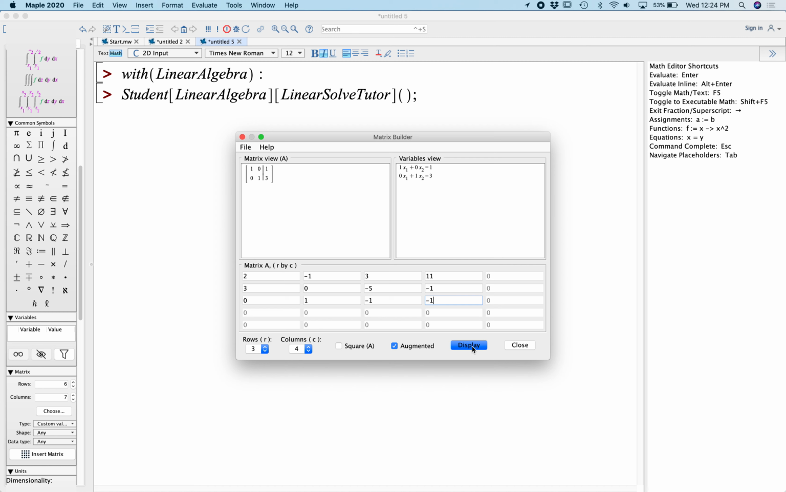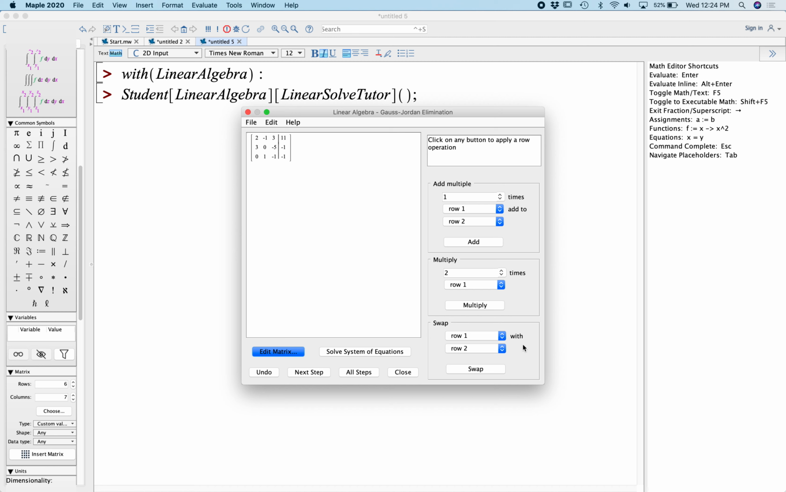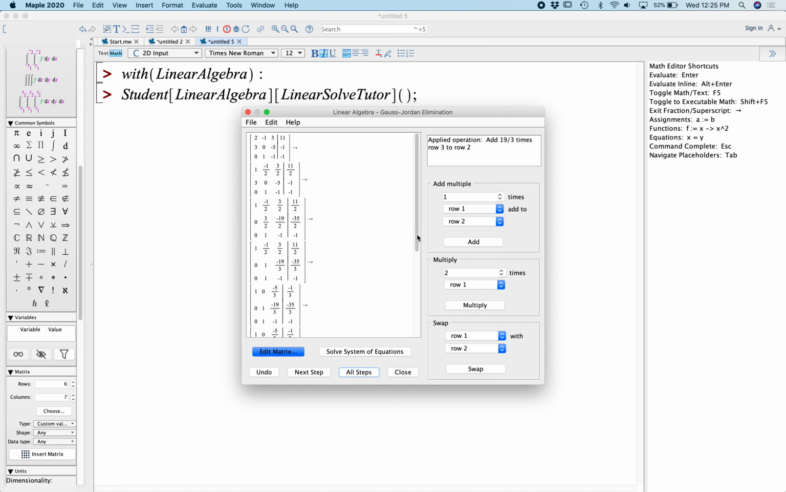Putting what we have on display, this is the matrix that we have built. Again, our system is 2x1 - x2 + 3x3 = 11, 3x1 - 5x3 = -1, and x2 - x3 = -1. After this display, I'll close out, look at solving for the matrix, and put down all the steps.